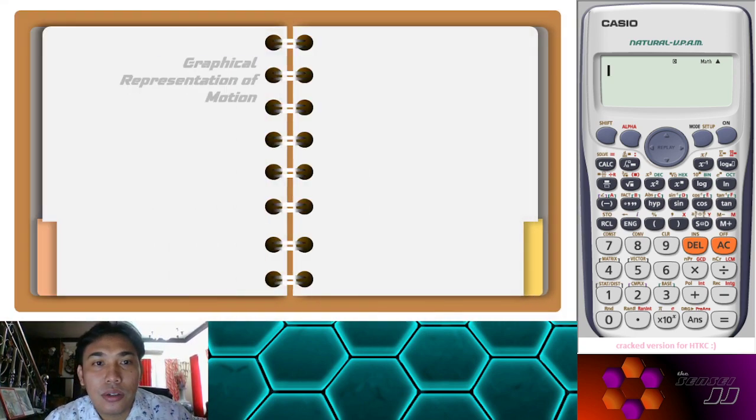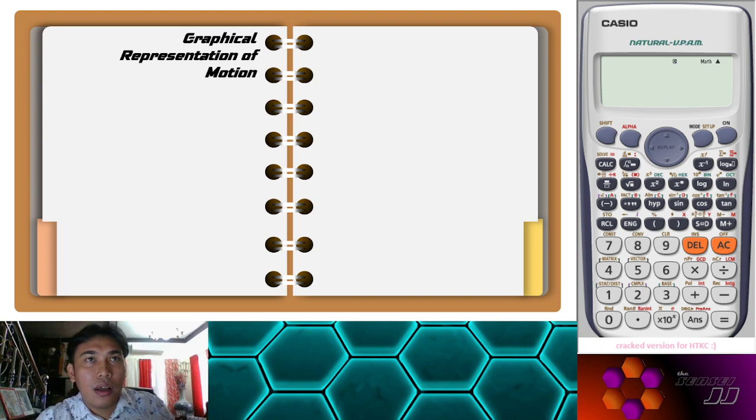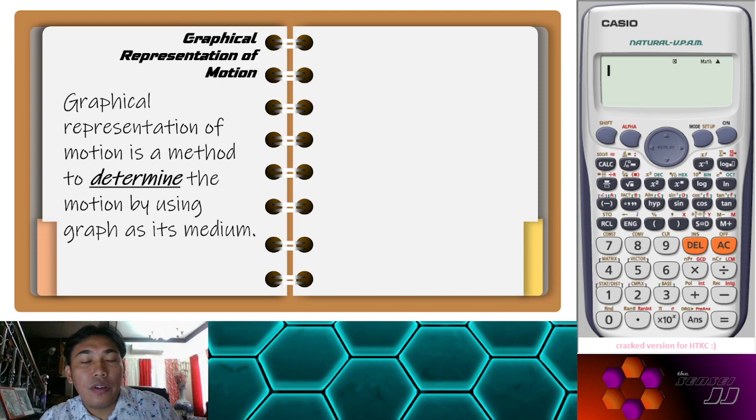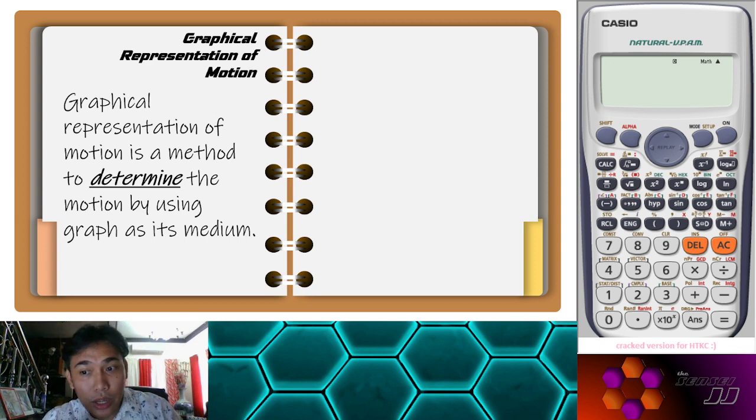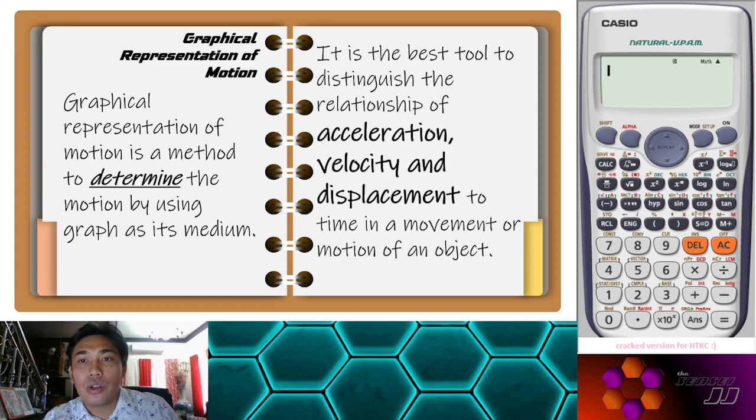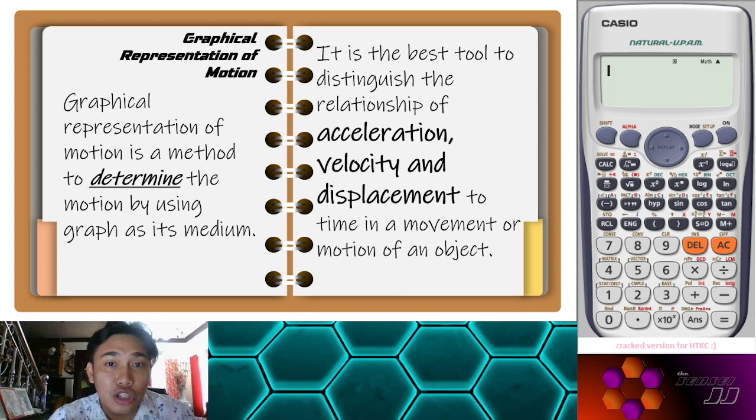Okay? So let's move on to the next topic of our kinematics. Kinematics has a way of determining velocity, acceleration, and distance and time and their relationships. Okay, so we have here graphical representation of motion, which is the method to determine motion by using graph as its medium. So as you can see, we will be dealing with graphs. So I hope, guys, that you're prepared in dealing with graphs. So first off, it is the best tool.